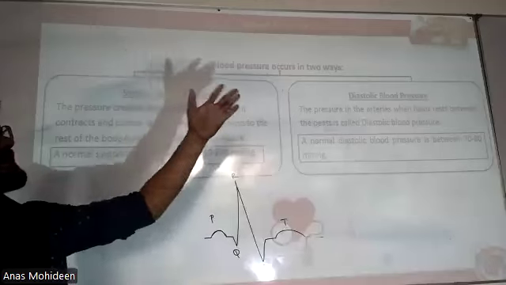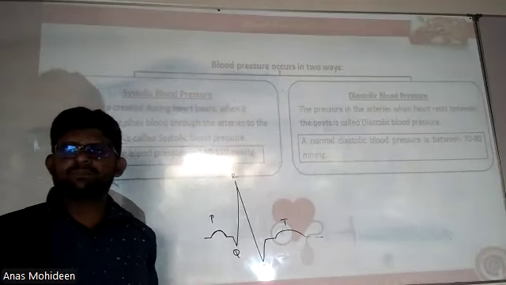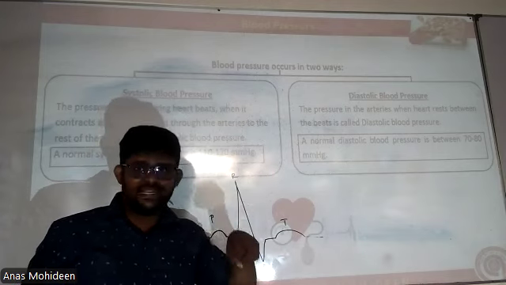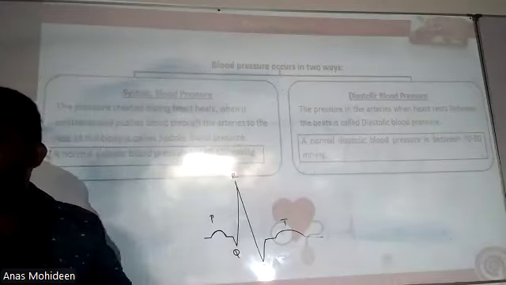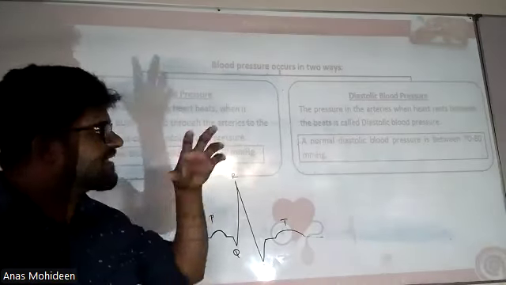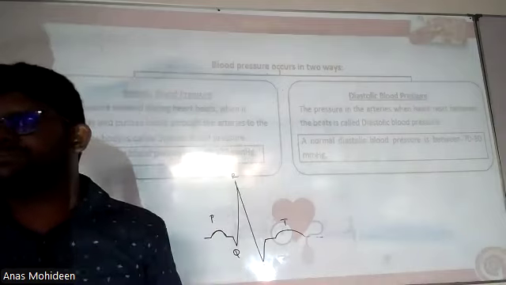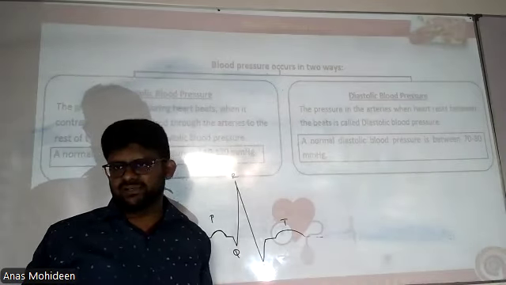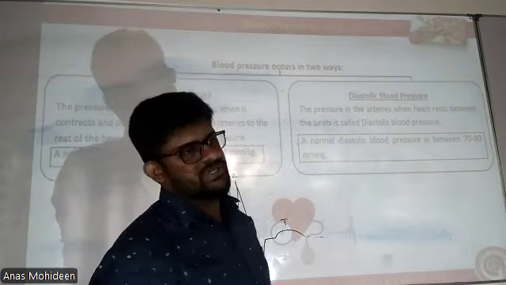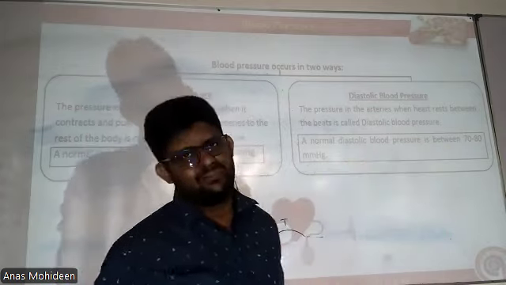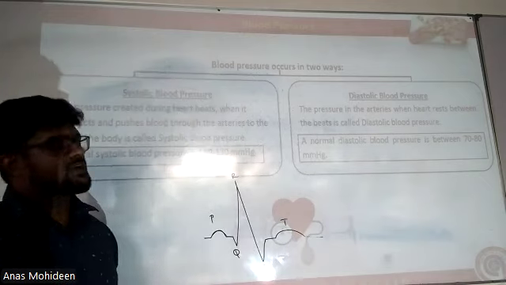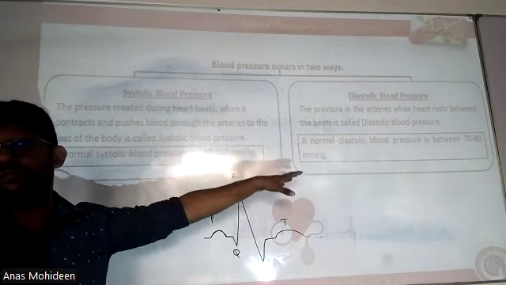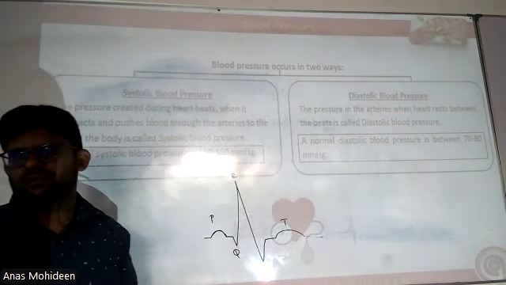Okay. Diastolic blood pressure. What is diastolic blood pressure? After the contraction, they relax, right? The heart gets into a relaxation, an intervening period. Within this intervening time, what is the pressure? This pressure is called diastolic blood pressure, and it is between 70 to 80 mercury millimeters. So systolic blood pressure is 110 to 120 mercury millimeters, and diastolic blood pressure is 70 to 80 mercury millimeters.